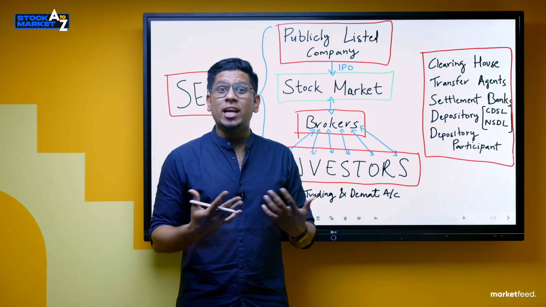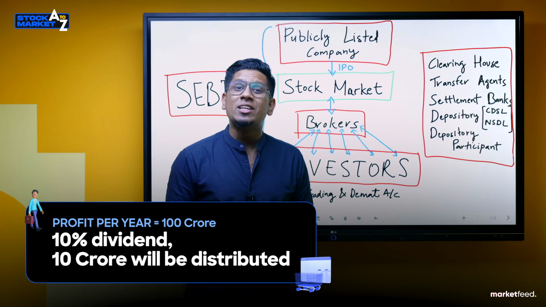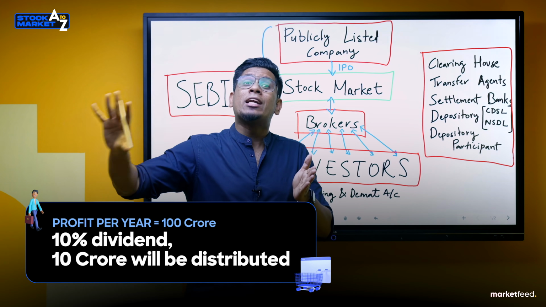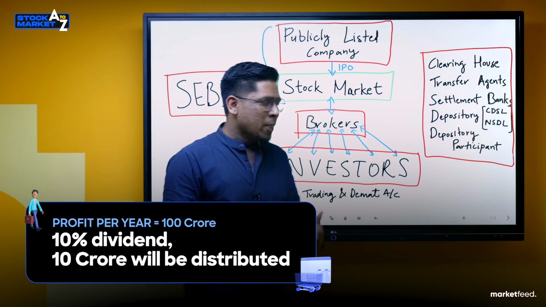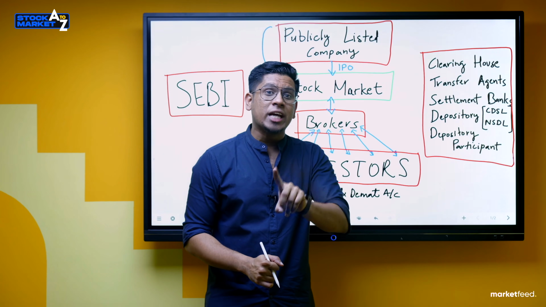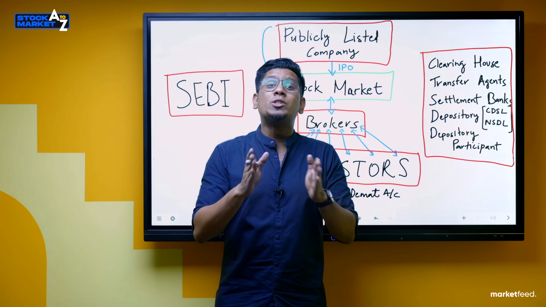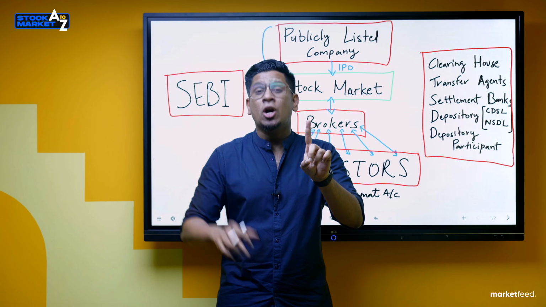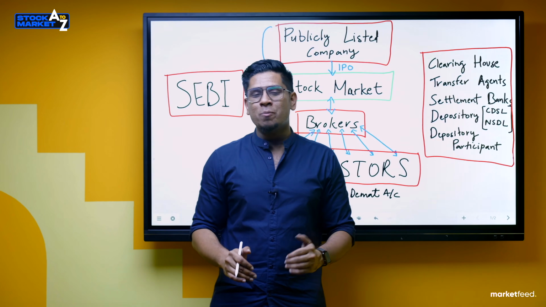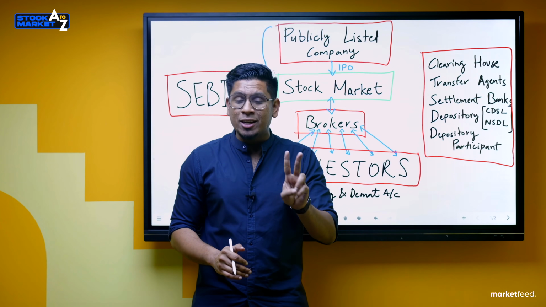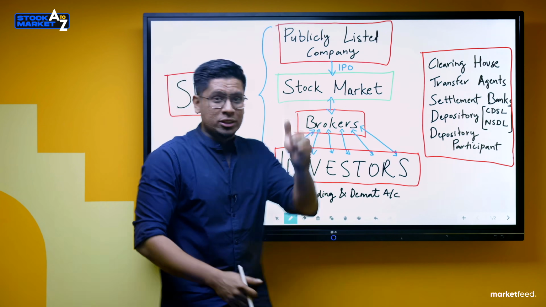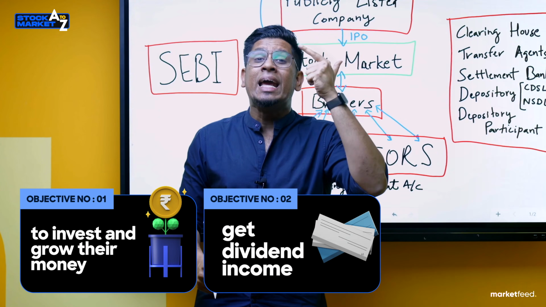Some companies decide that, okay, some amount we'll give back to our shareholders, for rewarding the shareholders. So in this example, Jignesh Bhai's company is a good company. They have decided to give 10% of their profit, which is 10 crore rupees, back to its shareholders as dividend. Now, for example, there is one investor who has 1% worth of shares of Jignesh Bhai Supermarket. So how much will he get? He'll get 1% of that 10 crore rupees, which is 10 lakh rupees as dividend. So these are the basic two objectives why people, retail investors like us, invest in the stock market, which is to grow your money and also to get dividend income.